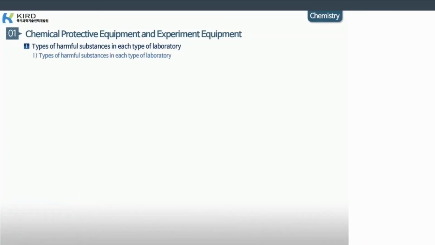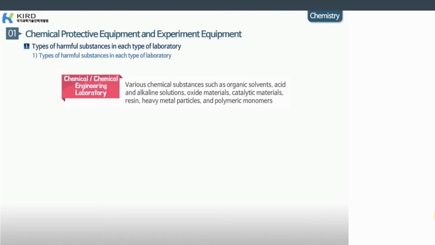One of the things that immediately comes to mind when you're in a chemical laboratory is the presence of chemical substances. Let's discuss a number of chemicals regarding the types of hazardous substances to be aware of in each laboratory. First, in chemical and chemical engineering laboratories, there are various chemical substances, such as organic solvent, acid and alkaline solution, oxide materials, catalytic materials, resin, heavy metal particles, and polymeric monomers.